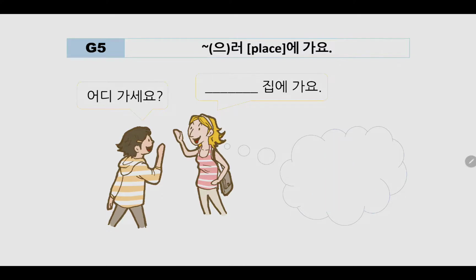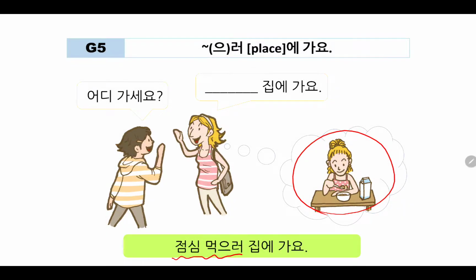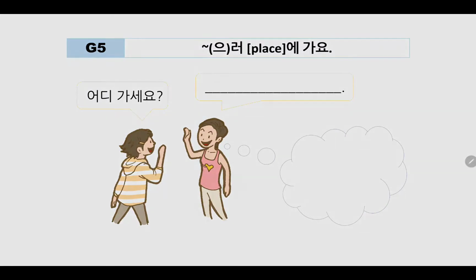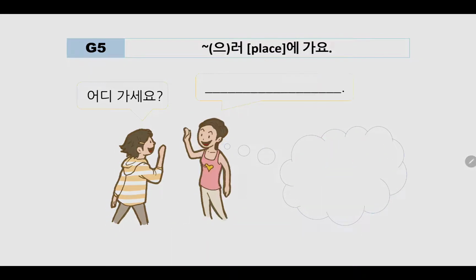어디 가세요? I go home to eat lunch. Okay, lunch. Anyways, 점심 먹으러 집에 가요. 점심, lunch. So 먹다 is eat, right? Divided into stem and ending. 먹 ends with this consonant, so you put 으러. You need this zero consonant cushion, right? 점심 먹으러 집에 가요. I go home in order to eat lunch.